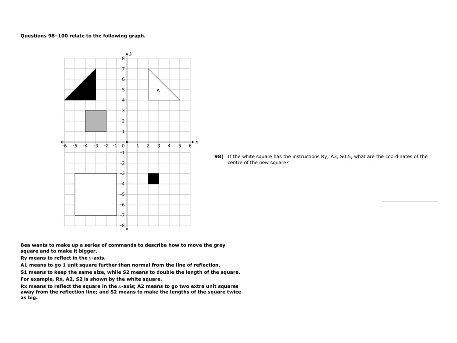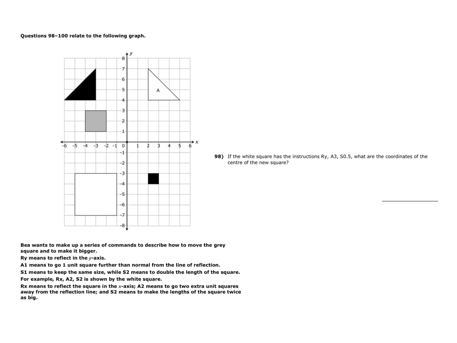S1 means to keep the same size, while S2 means to double the length of the square. For example, Rx, A2, S2 is shown by the white square. Rx means to reflect the square in the x-axis. A2 means to go 2 extra unit squares away from the reflection line, and S2 means to make the lengths of the square twice as big.